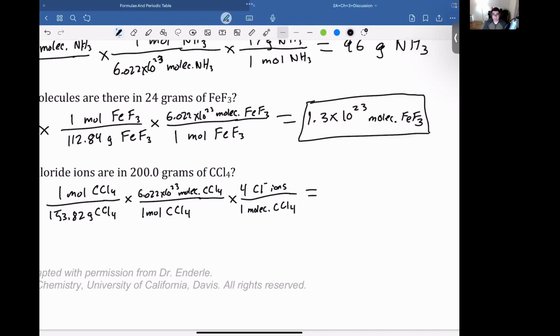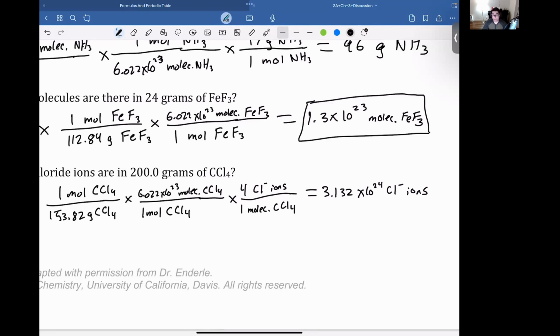Molecules of carbon tetrachloride. Again, this is where it's good to keep track of your units, because now we're not using the same thing, right? We're using CCl4 and Cl minus. So it's easy to get those mixed up, especially when you have harder or longer problems. Once you plug this all in, you should get 3.132 times 10 to the 24th Cl minus ions.